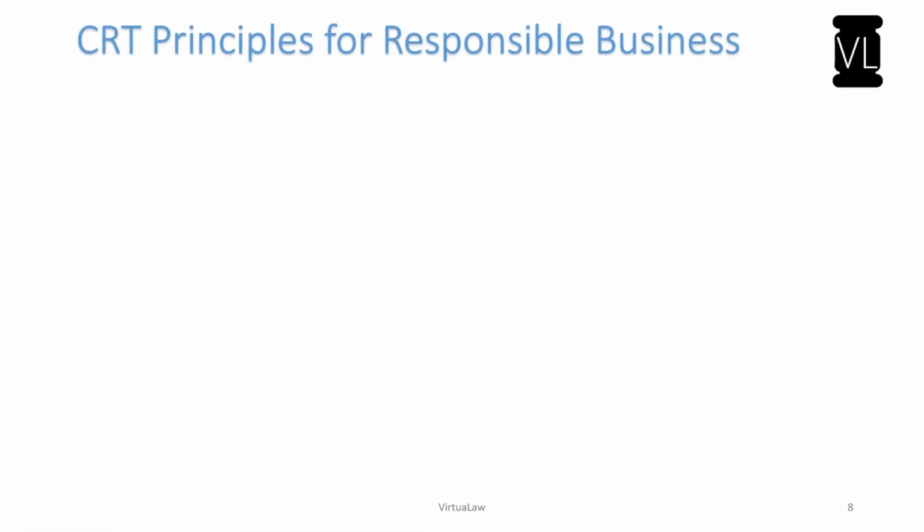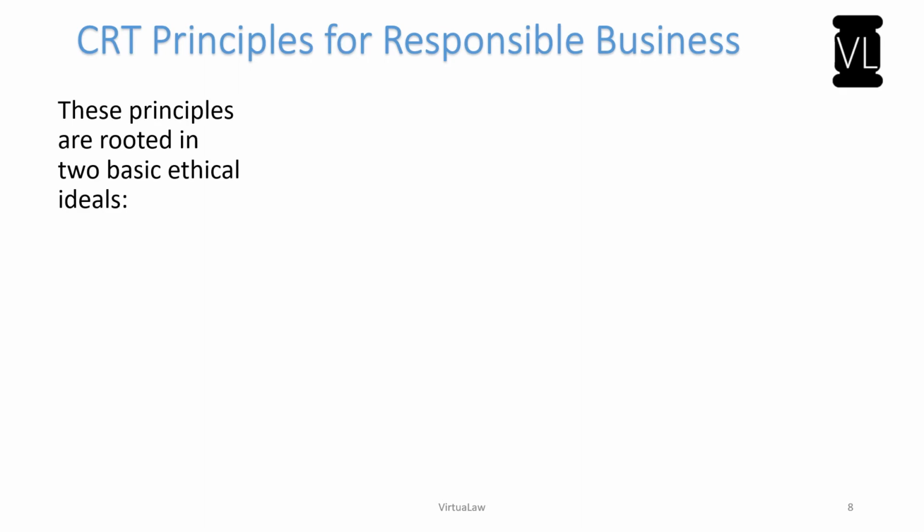So these are the CRT principles for responsible business. These principles are based on two major ideals. Number one, the KSA. What is a KSA? It is working together for common good. We have a detailed discussion on KSA. And then secondly, human dignity. So these are the two principles upon which they have built all the principles for responsible business. So these are the two ideals.